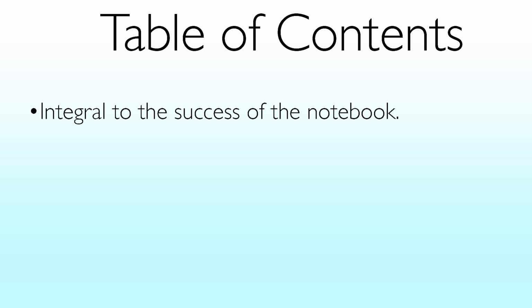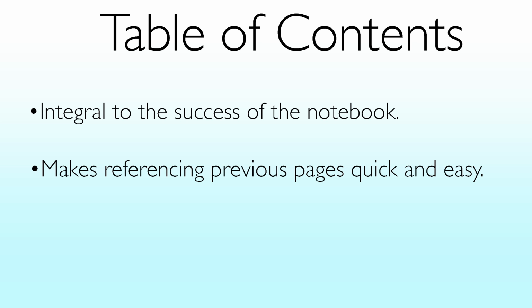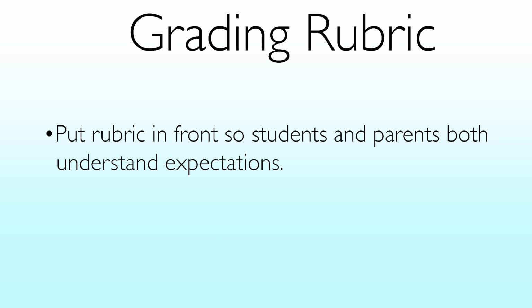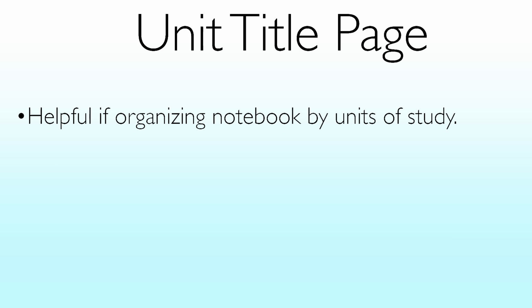As we've already discussed, the table of contents is integral to the success of the notebook. It makes referencing previously created pages quick and easy for students. Make sure you leave several pages at the beginning of the notebook for the table of contents. I like to put my rubric right up front so that students and parents both understand my expectations and are familiar with how I will be grading the notebooks. A unit title page is helpful if you're going to organize your notebook by units of study.